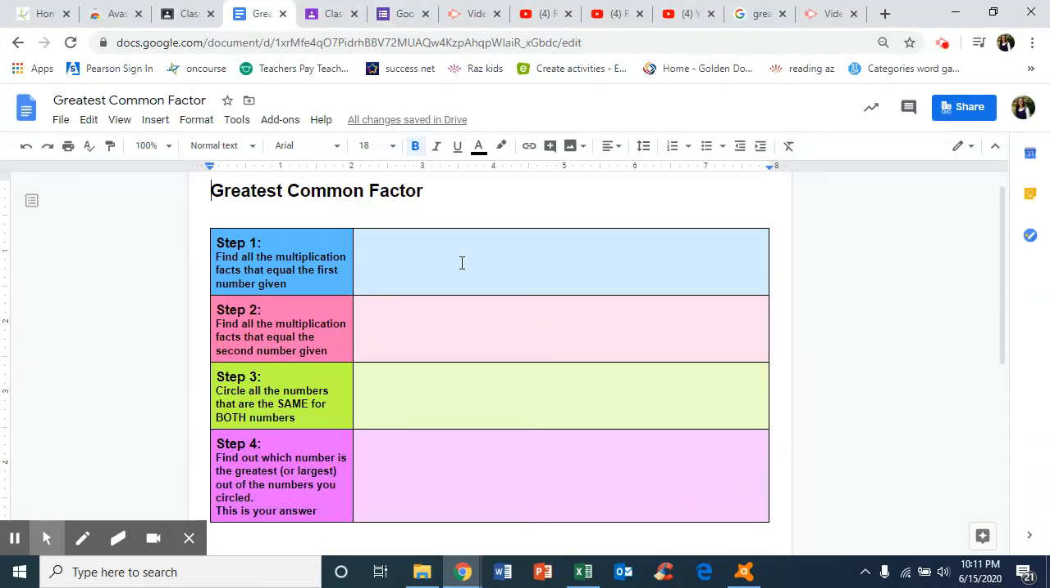Okay, so let's find the greatest common factor again. So let's do 48 and 42.